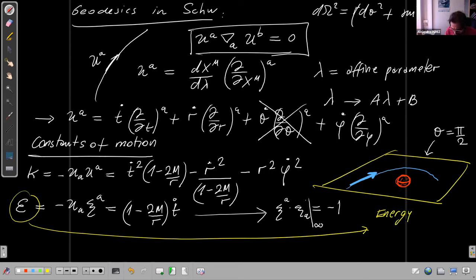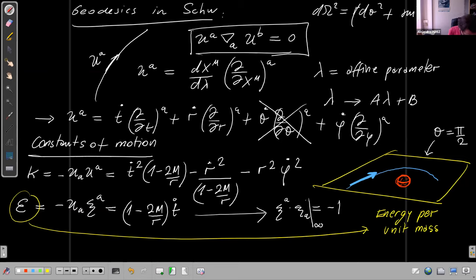Where I'm using just the interpretation from special relativity. So it's just given, it's going to be equal to one for a massive particle at rest. So this is energy per unit mass. It's the time component, with respect to an inertial observer at infinity, of the four momentum per unit mass, which is the four velocity. Okay, so that's a nice interpretation for this constant of motion.